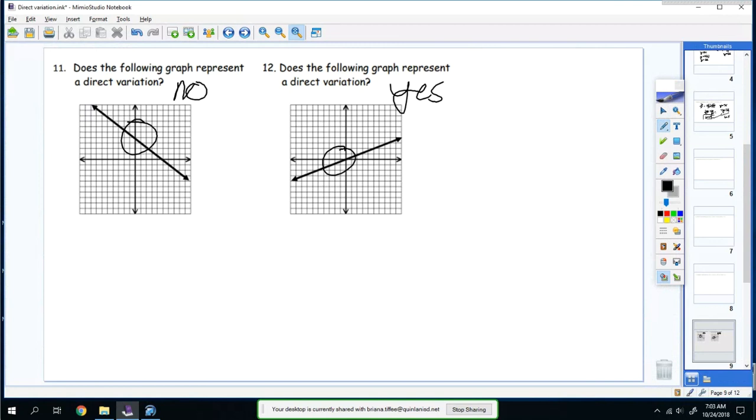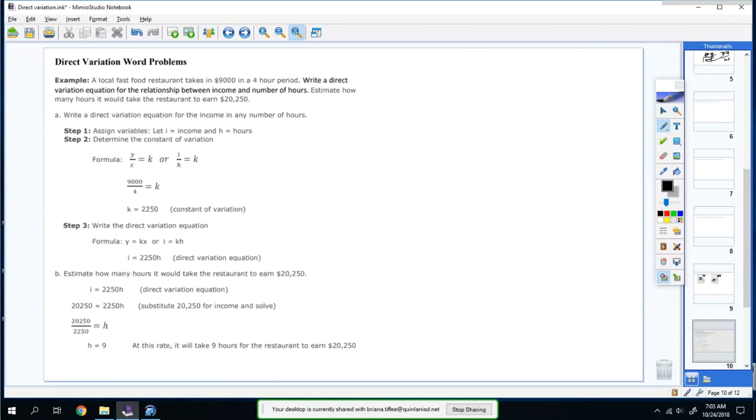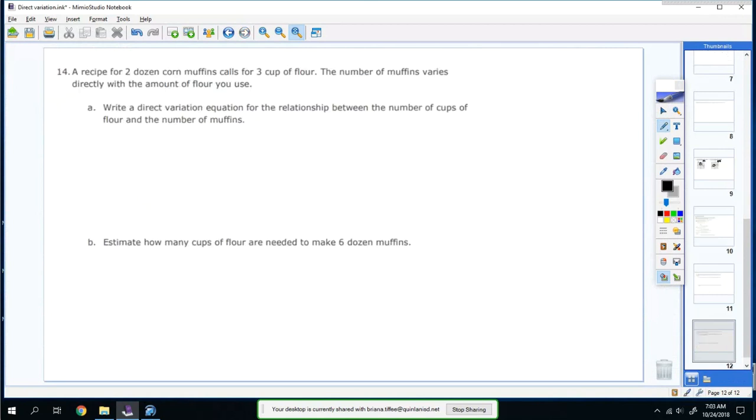So now if it asks you to find the constant, all you have to do is rise over run to find your slope. Hey, word problems. This one word problem is done for you, so you can look through it. I'm actually going to do number 13 and 14 for y'all.